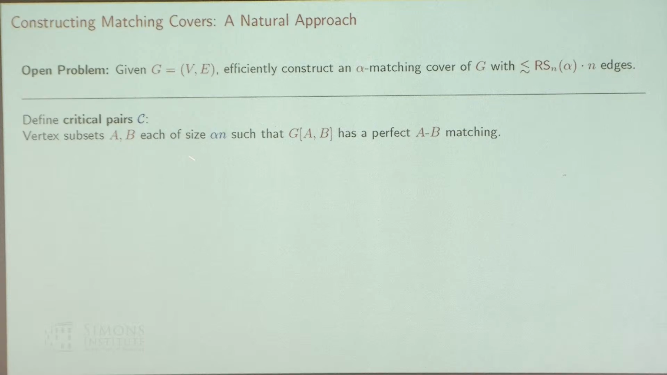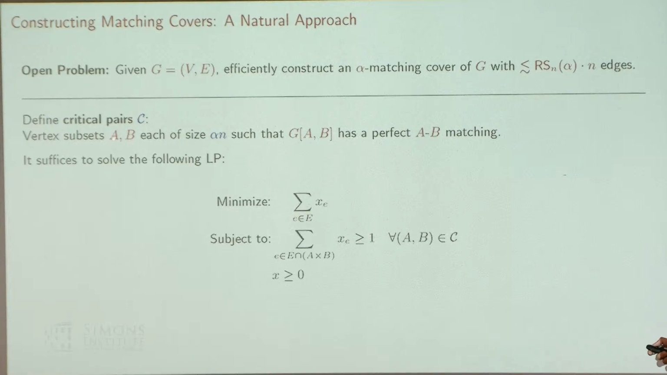Define the set of critical pairs C as follows. Take vertex subsets A, B, each of size alpha n, such that the induced bipartite graph between A and B has a perfect A-B matching. So take two subsets A and B that you can match perfectly together, and both are of size alpha n. Now, to find a matching cover, it suffices to solve the following LP. You have a variable x_e on every edge. Think of it as whether this edge is included in a matching cover or not. And what we want is for each one of these critical subsets, we want to include at least one edge. Okay.